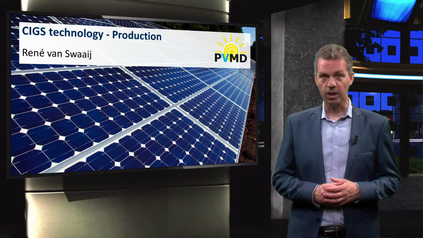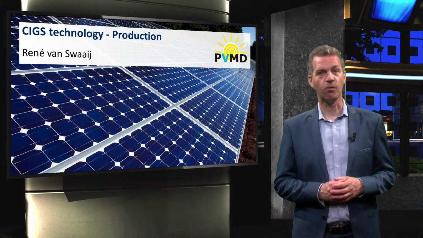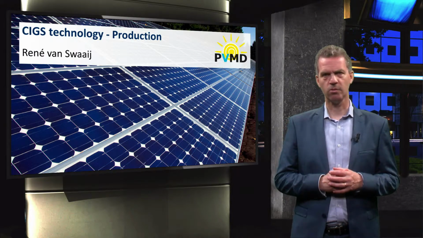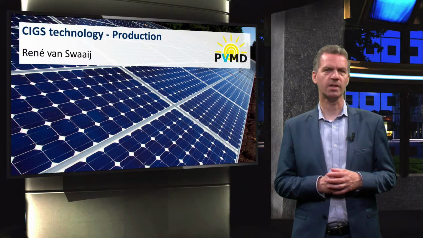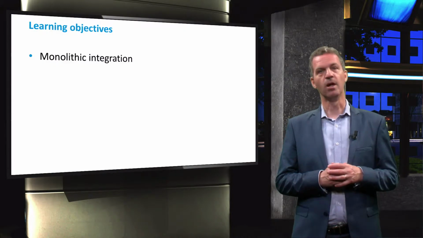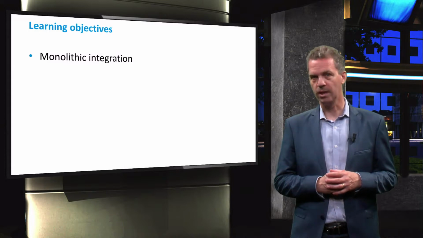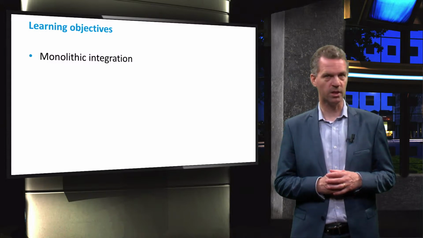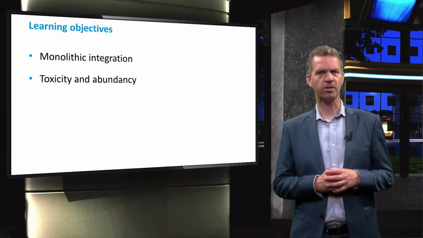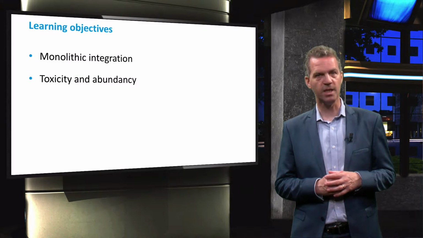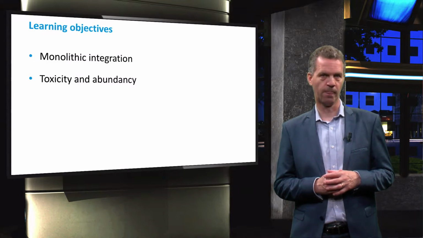In the previous videos, we have introduced CIGS for the production of thin film solar cells. We have discussed the two different deposition approaches and discussed the traditional cell structure. In this video, we will show how cells are most commonly interconnected in solar modules by means of monolithic integration. And secondly, we will discuss the toxicity and the abundance of the elements required for CIGS solar modules.